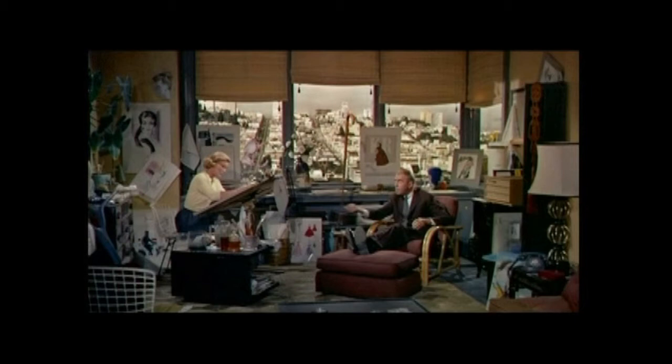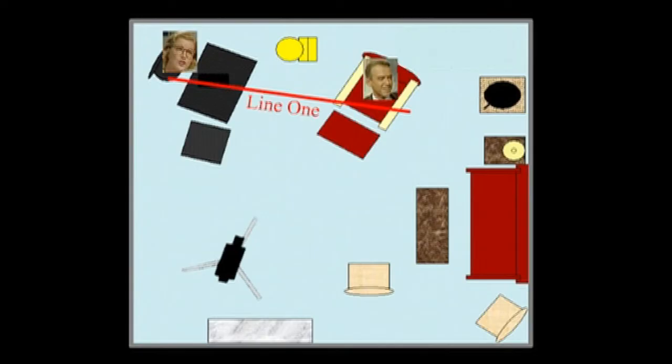Here we clearly see the spatial relationship between Scotty and Midge. Now let's draw an imaginary line between them. This line is known as the 180-degree line, the line, or the axis of action. This line is very important to the 180-degree rule. It determines where the camera will be placed to preserve screen direction.